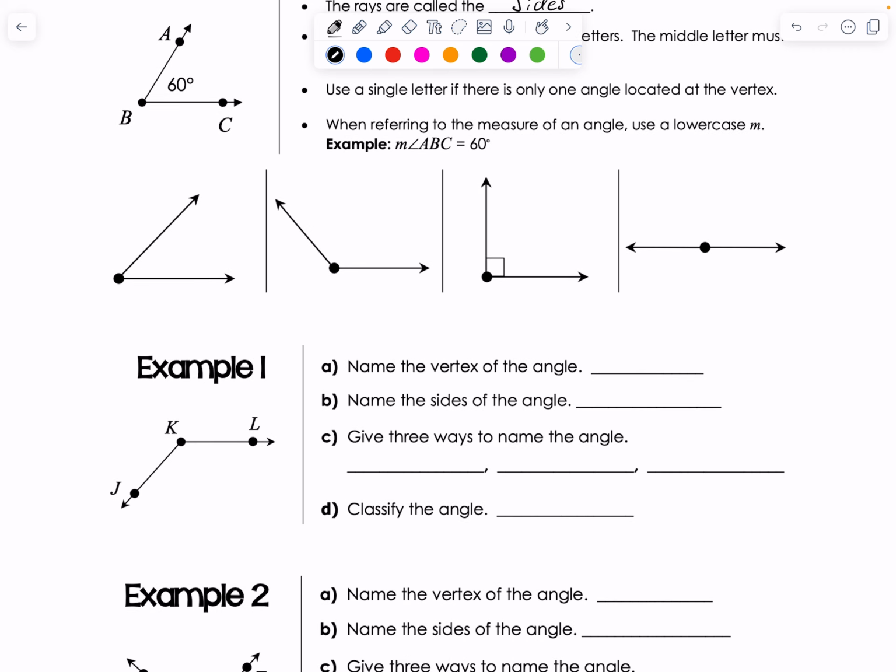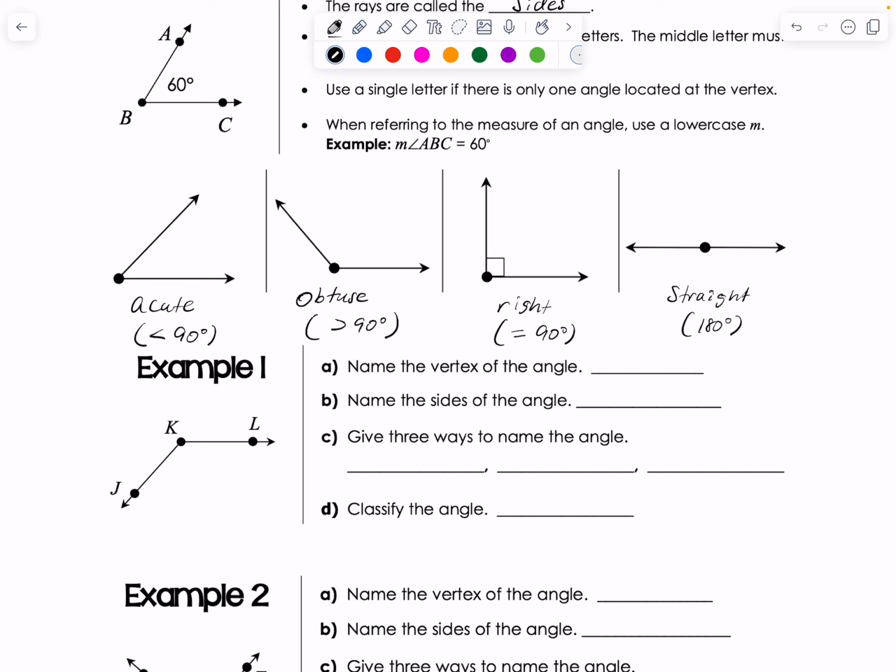So we have acute angles, which are angles that measure less than 90 degrees. We have obtuse angles. They measure greater than 90 degrees. And then we have right angles. These measure exactly 90 degrees. And then this is called a straight angle, right? This line. And this angle is 180 degrees.